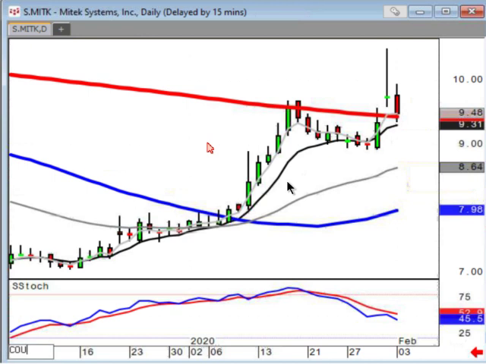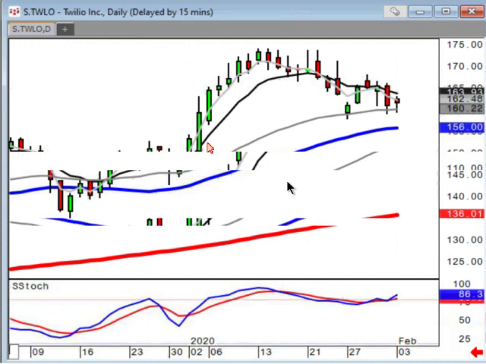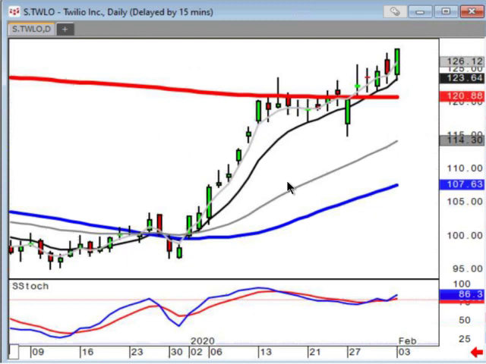We did Zoom, Coop. Oh, boy. If you're short, you stay short. You use the T line as your stop. Okay, that's why it's moving up, okay?